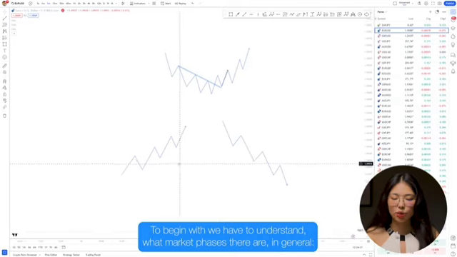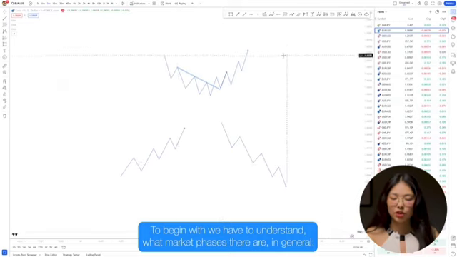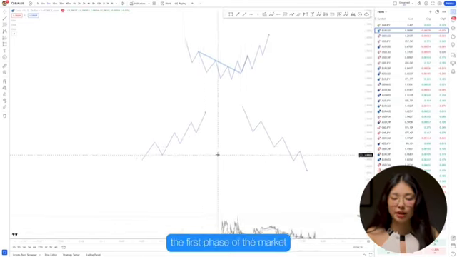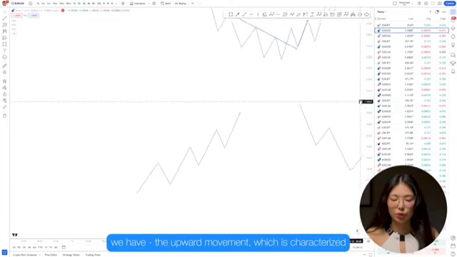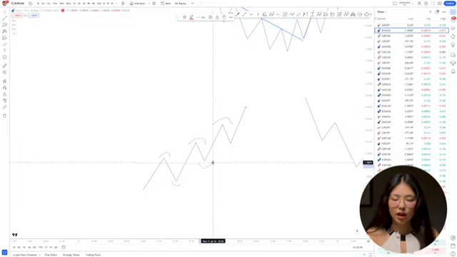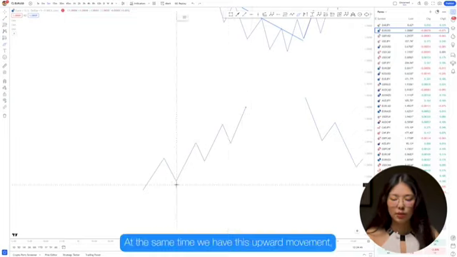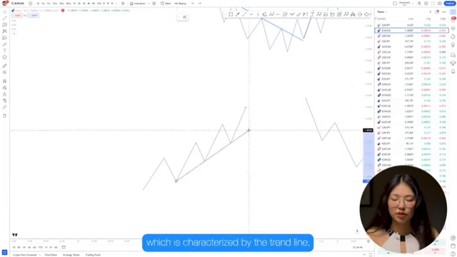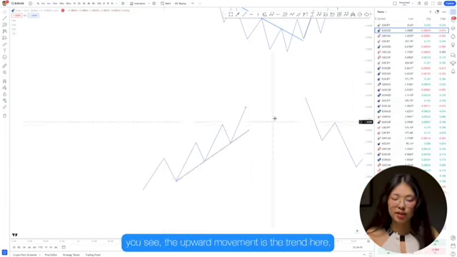And let's go! To begin with, we have to understand what market phases there are in general. The first phase of the market is the upward movement, which is characterized by the fact that the highs are rising and the lows are rising also. At the same time, this upward movement is characterized by the trend line, and you see the upward movement is a trend here.